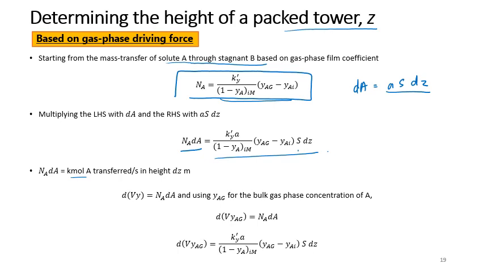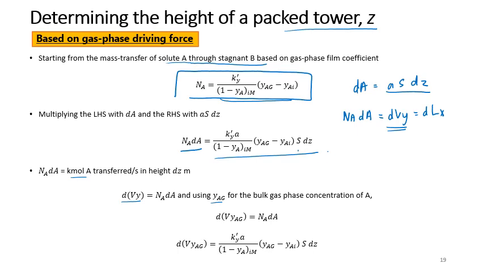So then in terms of gas phase, you use the dVy. Previously, NAdA equals dVy equals dLx. But if we just use the gas phase driving force, so we just use Vy. So dVy equals NAdA, and using YAG for the bulk gas phase concentration of A, you just replace the Y with YAG, because we just want to make sure of consistency.